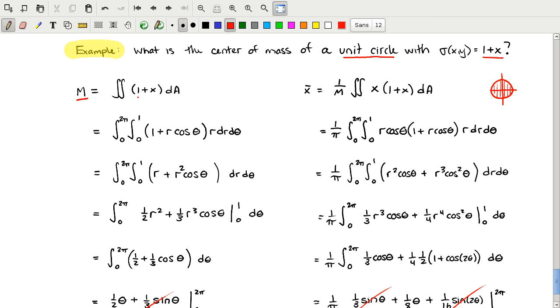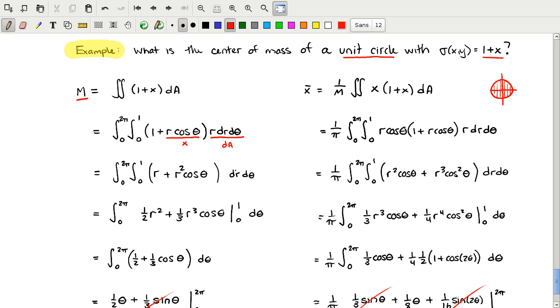We've already seen this. The mass of an object is the integral of density over the domain. So integral of 1 plus x dA. Because this is a circle, we will use our polar coordinates from the last lesson, and we will parameterize this circle. r goes from 0 to 1. Theta goes from 0 to 2 pi. 1 plus x then must become 1 plus r cosine theta. And dx dy, or dA, must become r dr d theta.